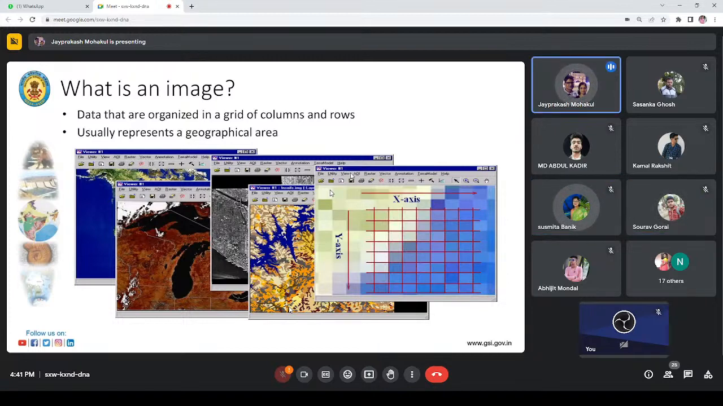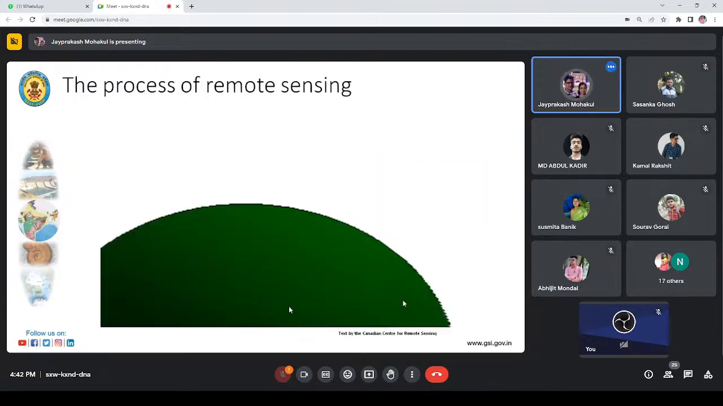Unlike a vector system, where in a vector image the 0,0 normally starts from the bottom left, in a raster system it starts from the top left, right? This is the first 0,0 pixel. This is then the x-axis, you have 0,1, 0,2. Like this is how you address the pixel in a raster, right?